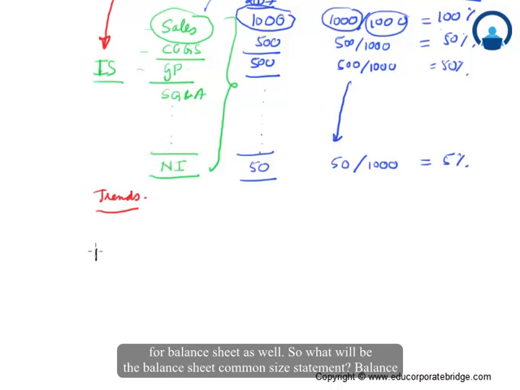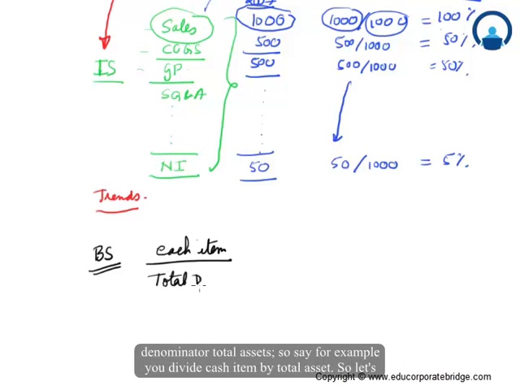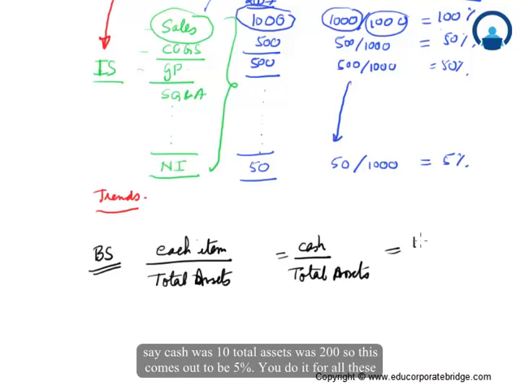Likewise, just as we create a vertical analysis for the income statement, we can create a vertical analysis for the balance sheet as well. So what will be the balance sheet common size statement? It would be to divide each item by total assets, which is the denominator. Say for example you divide the cash item by total assets. Let's say cash was 10 and total assets was 200. This comes out to be 5%.